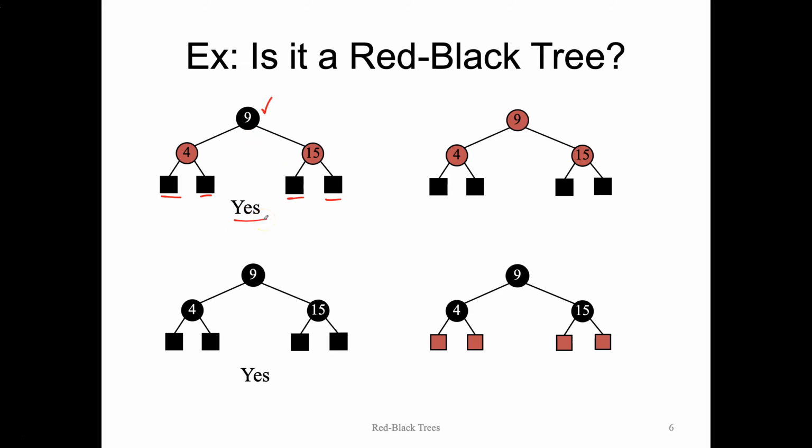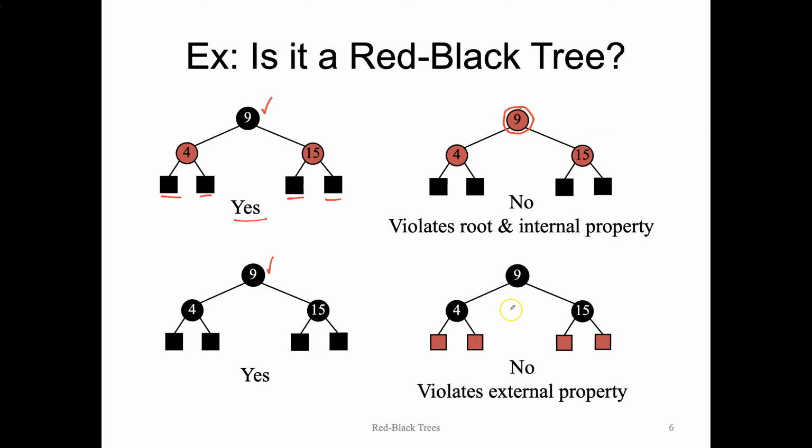The next one on the bottom is also a red-black tree. Root is black, all leaves are black. We have no red nodes to consider, so that's already true. And all leaves have the same black depth, which in this case is 3. Now the top right one, this is not a red-black tree. We violate 2 properties. One, that the root has to be black, and then secondly, the internal property, which says if we have a red node, its children must be black. And then the last one, this also is not a red-black tree because we don't have that all leaves are black.